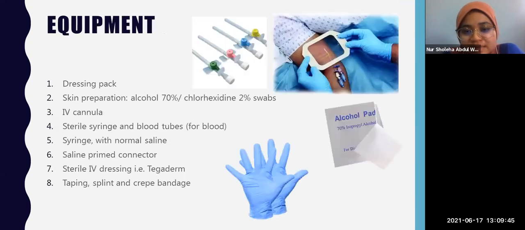Okay, next. These are the equipment needed for IV cannulation. First, we need the dressing pack. Then we need the skin preparation, which usually is an alcohol swab. Then we need the IV cannula, and then a sterile syringe and the blood tube if we need to take blood. Then we need a syringe with normal saline, and a saline prime connector. We also need a sterile IV dressing, for example Tegaderm. And lastly, we need the taping, the splint, and also the crepe bandage for children. Okay, next.